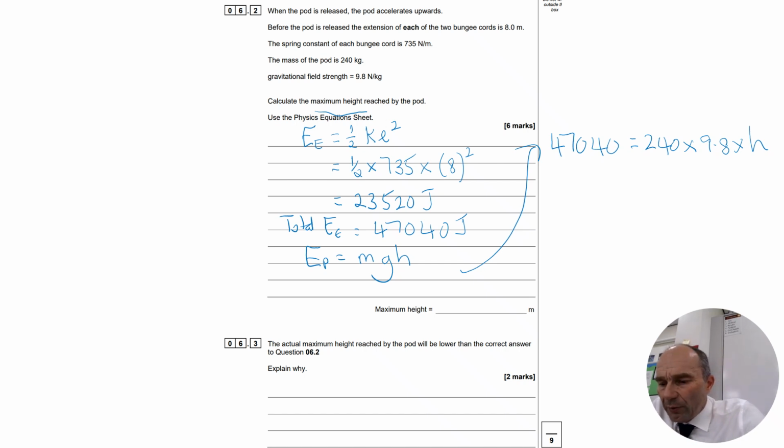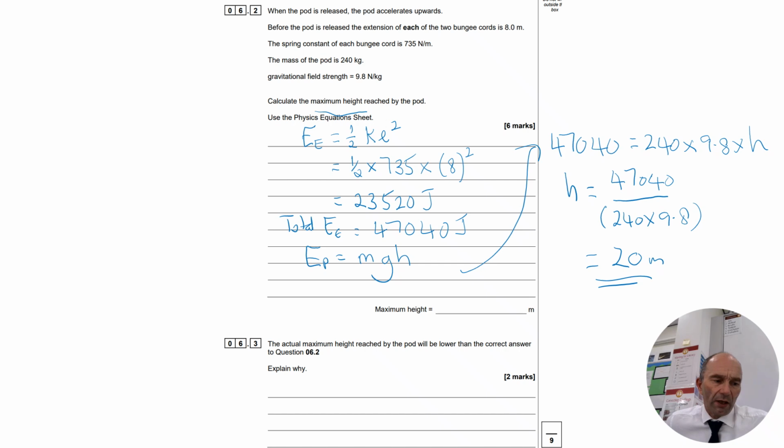We then just need to do a bit of rearrangement. We need to get h by itself, make it the subject of the formula, and so we end up with 47,040 divided by the 240 multiplied by 9.8. Again, just put the numbers carefully into your calculator, careful with your brackets at the bottom here, and you end up with a nice round figure of 20 meters.